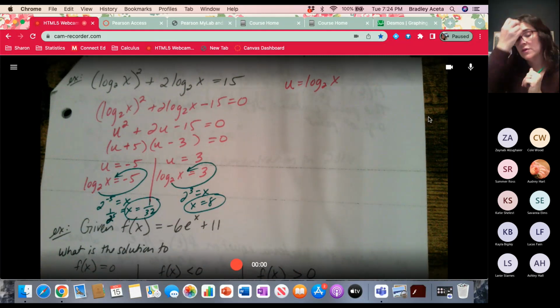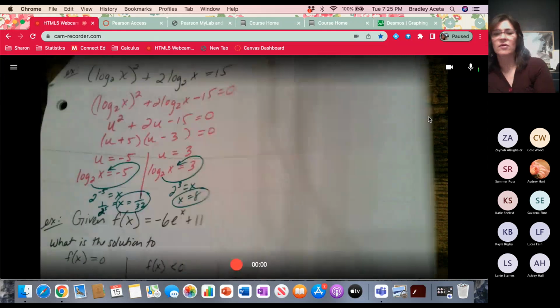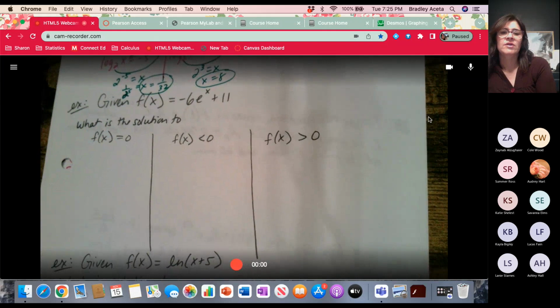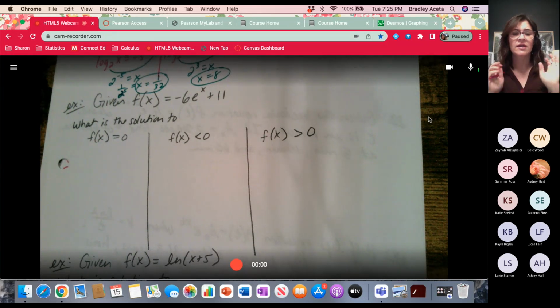Okay, so lots of questions on u substitution things, but you can get it done. All right, I think we're into some graphing, and yes, we're almost done. A little bit of application problems, but you really got to practice this. Given f of x equals negative 6 e to the x plus 11, what is the solution to f of x equals 0, f of x is less than 0, and f of x is greater than 0?